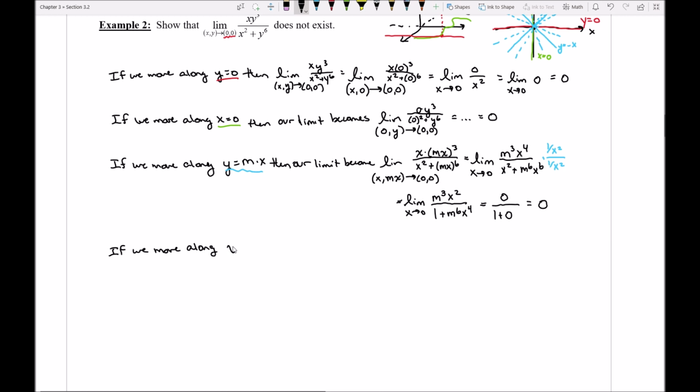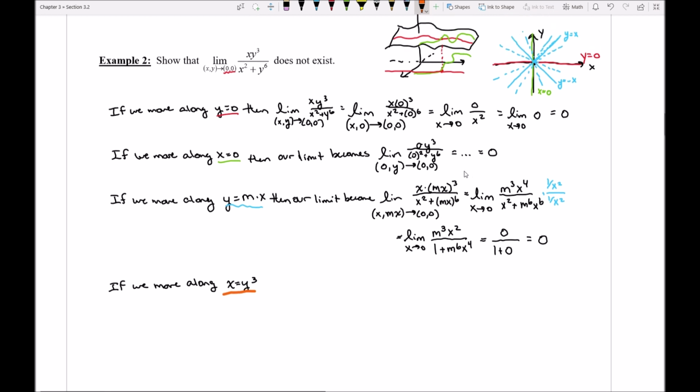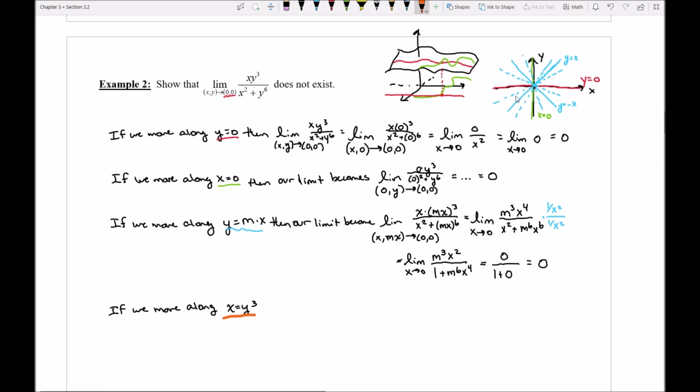I'm going to take a path that looks like this. How about a path x equals y to the third? Or that's the same as y equals the cube root of x. Now, if I was to try to draw this here in the picture, the cube root of x is going to be something that looks kind of like this. So here's a path that I'm taking as I move towards 0, 0. This is my orange path.